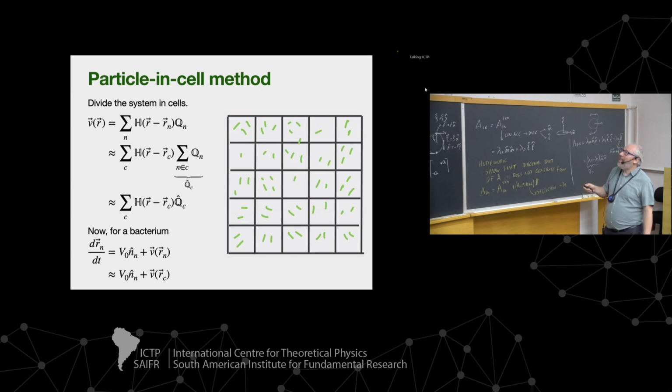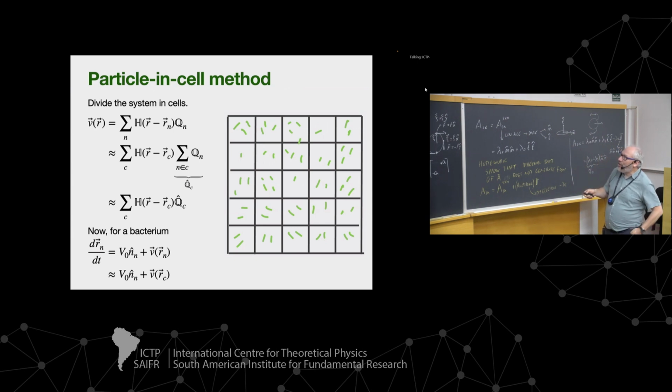Because everybody in the cell has the same position, that's your approximation, you can take this h out here. And you have h of r minus the position of the center of the cell, times the sum of all the q's of the bacteria that are inside the cell. And you call that hat q. So the velocity at a position is going to be the sum over all the cells of h at the position you want to evaluate the velocity minus the position of the center of the cell, times the total dipolar tensor of the cell, Q cell.